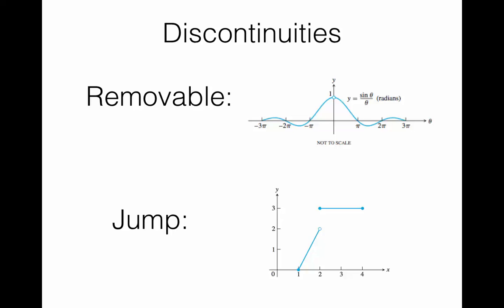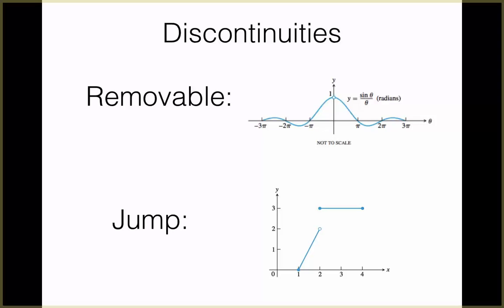Now let's talk about a jump discontinuity. For this type of discontinuity, you cannot simply remove the discontinuity by adding one little point to the graph. In this case, the graph has a jump discontinuity at x equals 2 because the left-hand limit and the right-hand limit do not agree at x equals 2. So we call this a jump discontinuity.